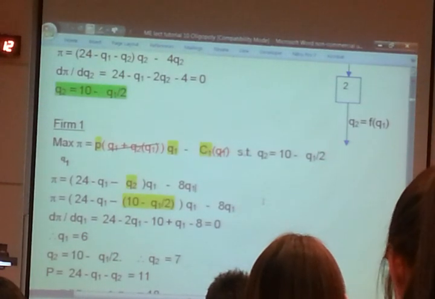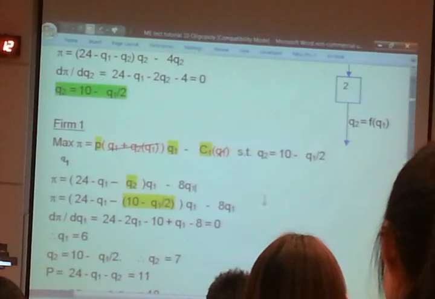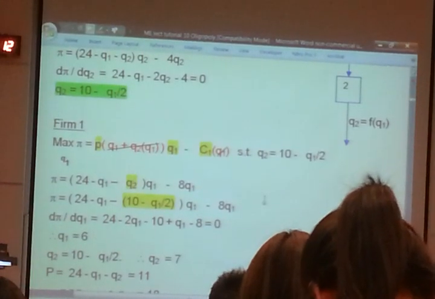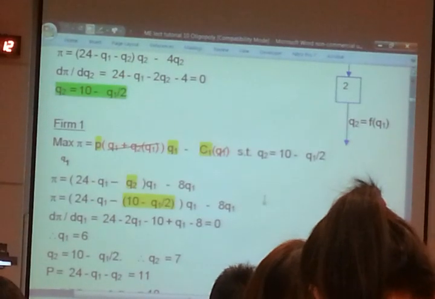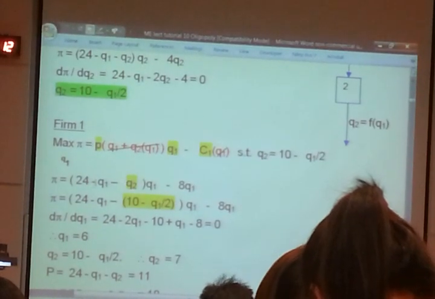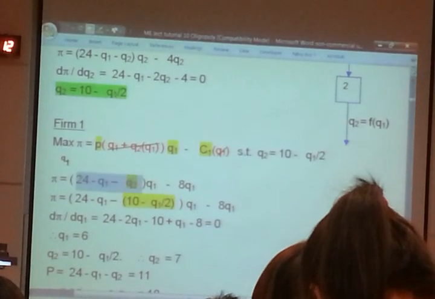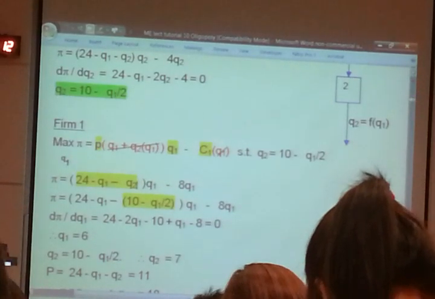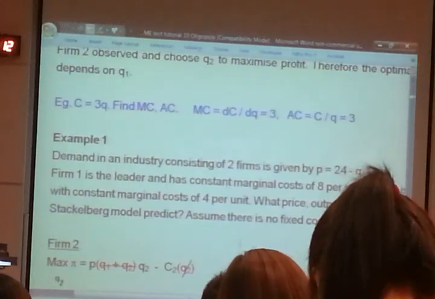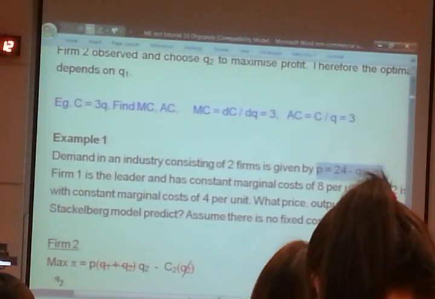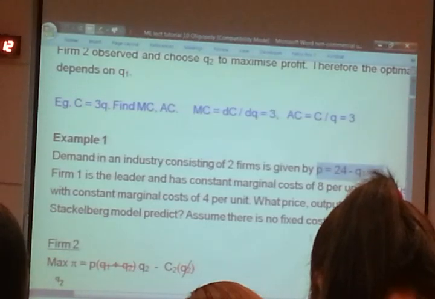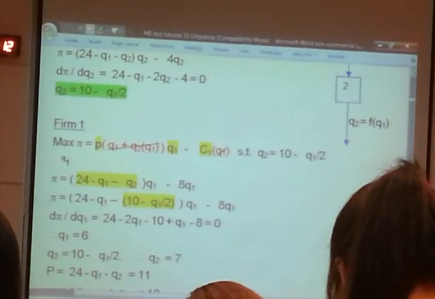Okay. Now, so again, your P is this. What's P equal to? P is this. The demand function P is this. Right. Therefore, this is your P.